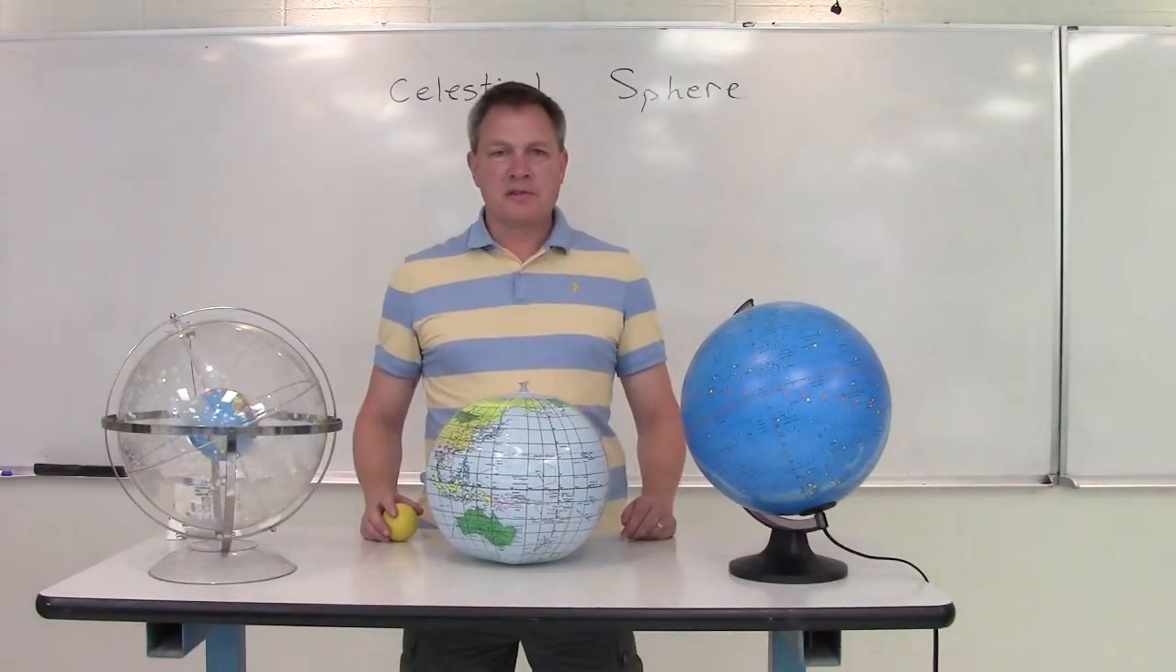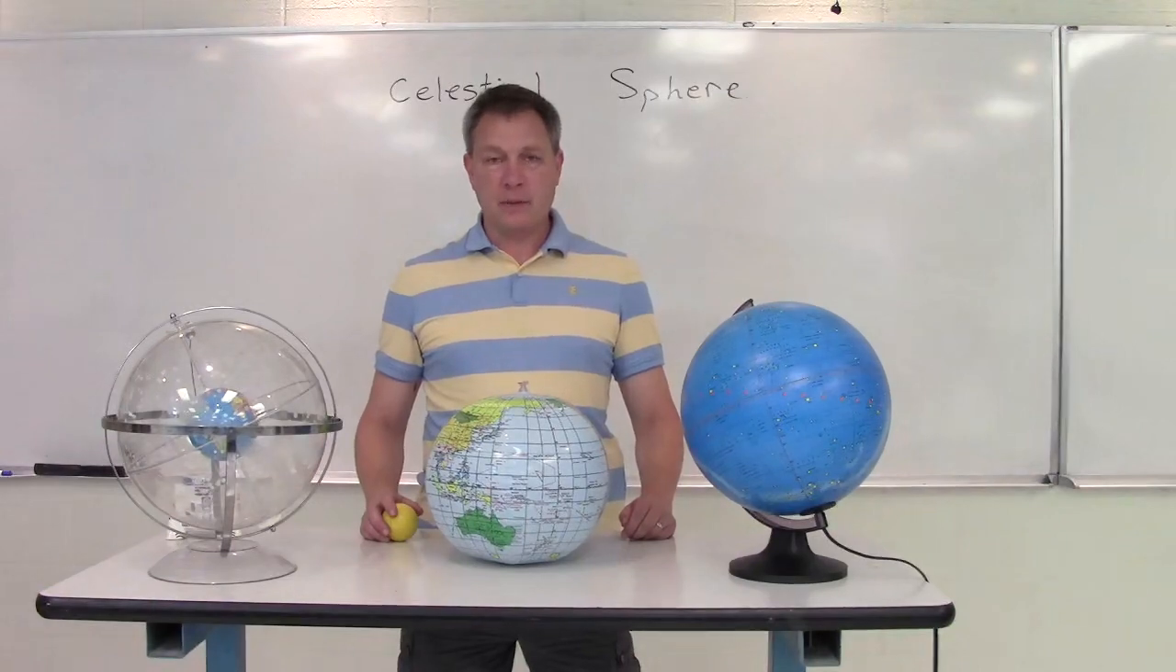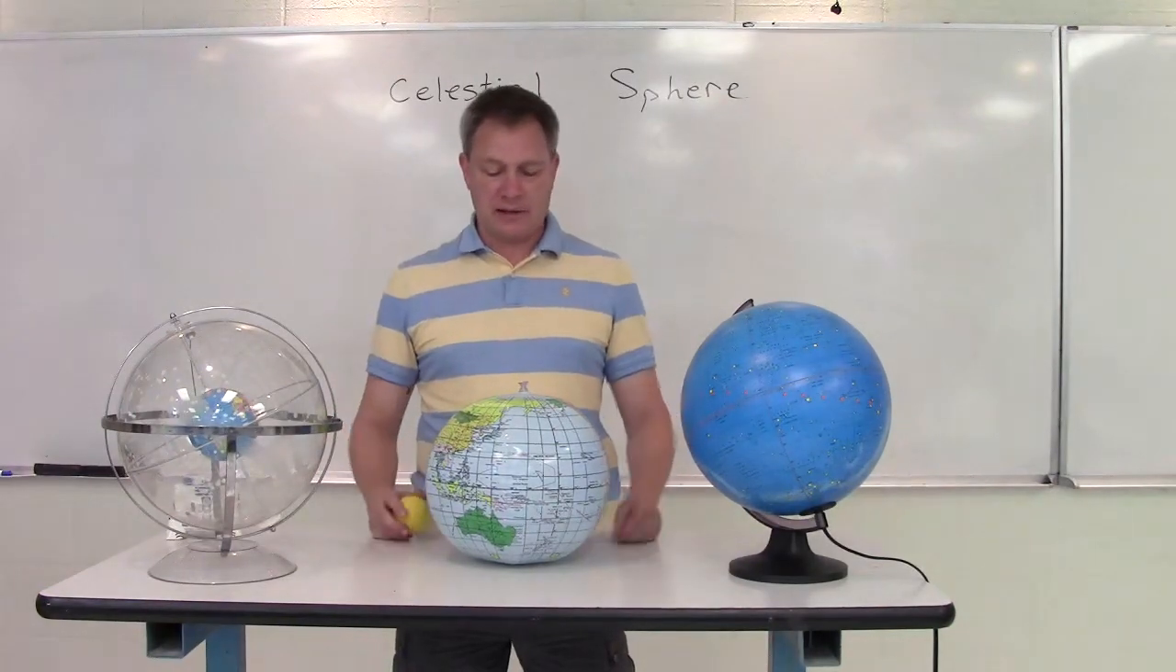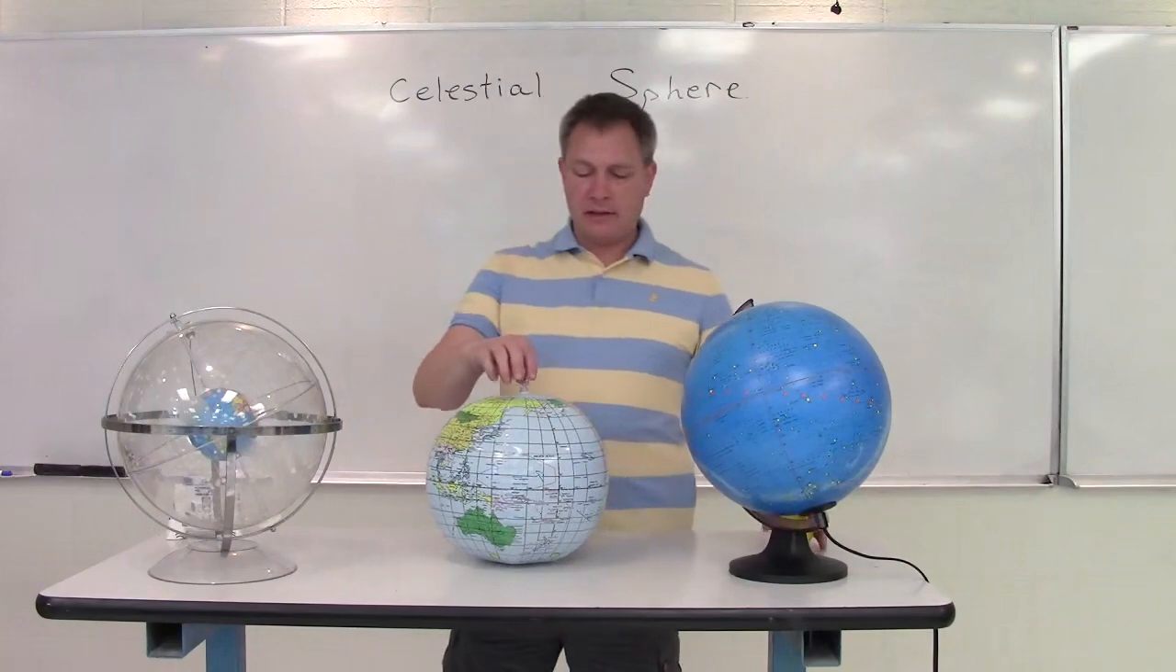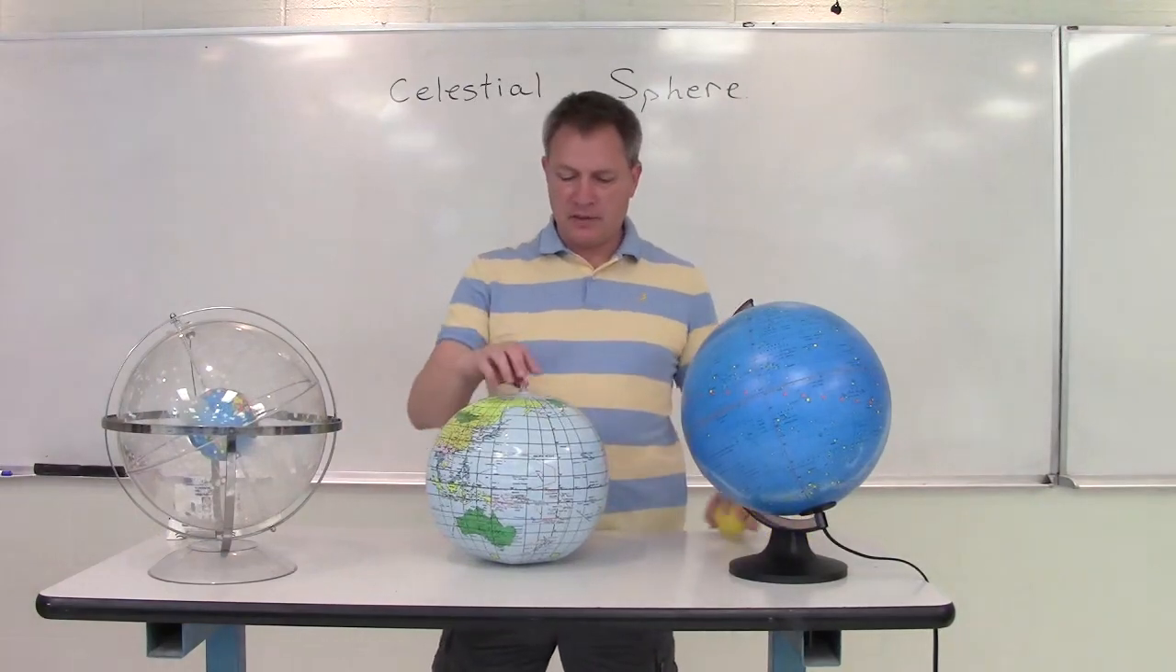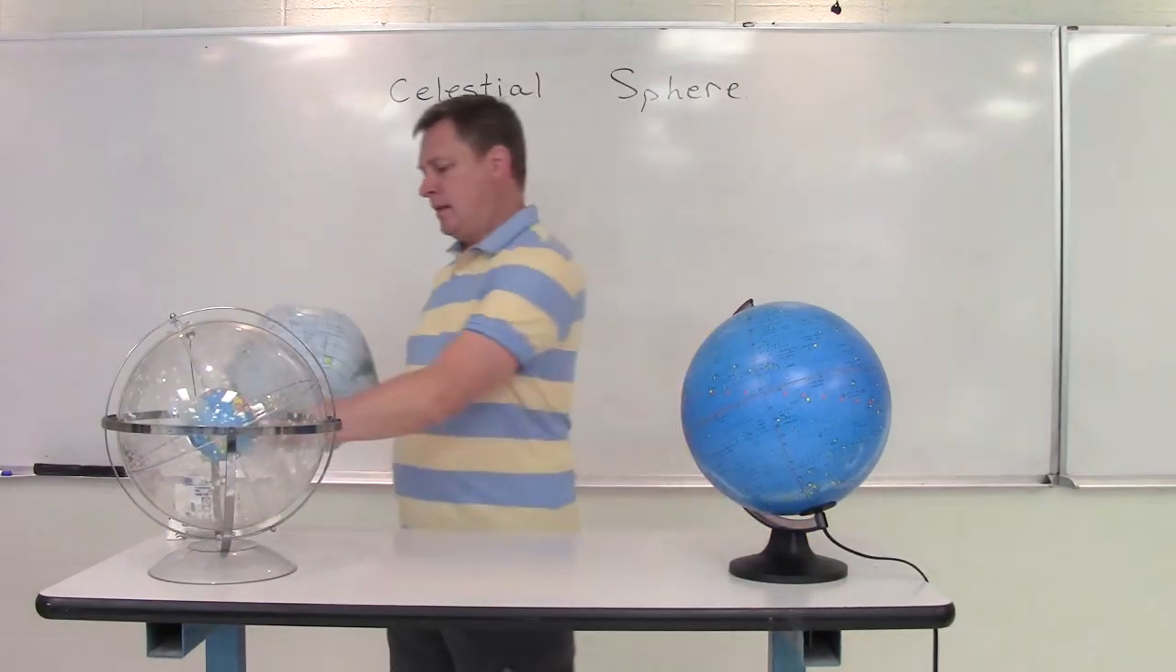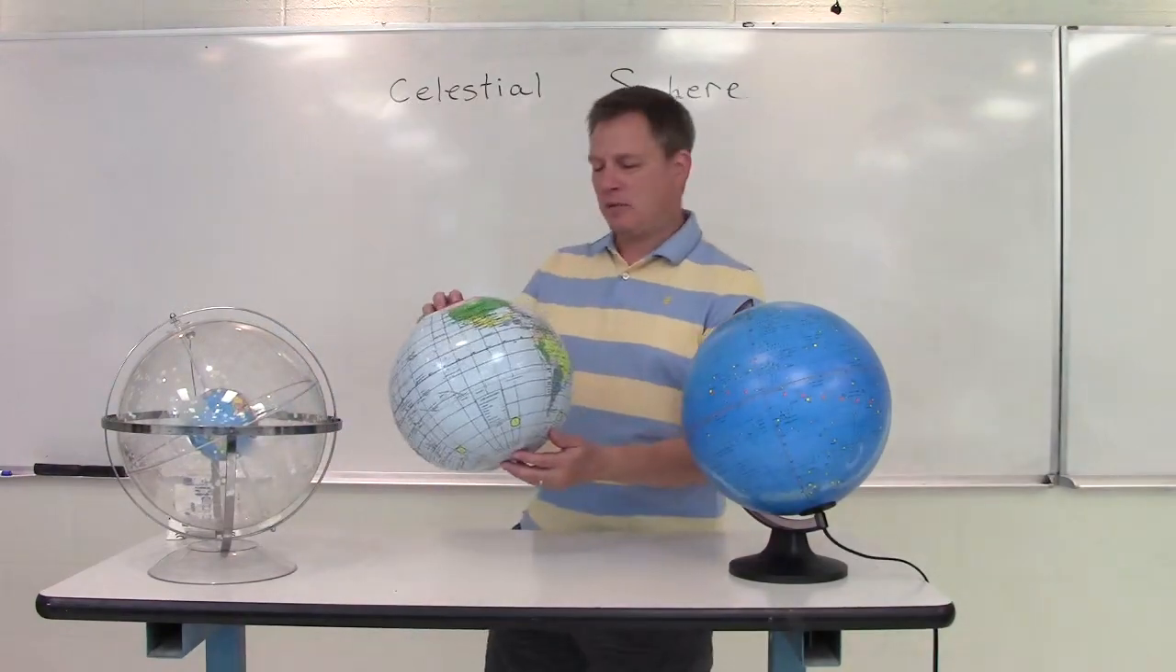I want to talk about the celestial sphere. The celestial sphere is a tool for understanding the way in which we perceive the night sky here on the Earth. What I have here are a couple different models. Let me start with this one of the Earth. It's just a beach ball all blown up.